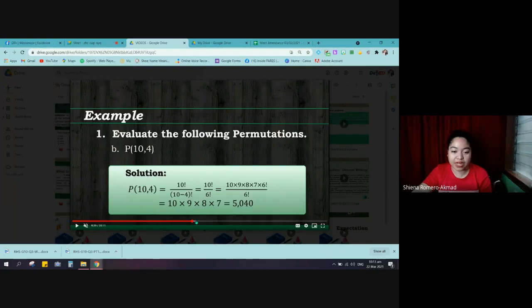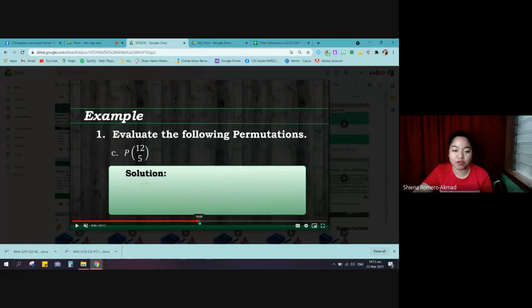Now, how about for letter B? Permutation of 10 taken 4 at a time. So you have 10 factorial divided by 6 factorial. Express mo yung 10 factorial na may factor, which is 6 factorial, cancel. So you have 10 times 9 times 8 times 7, and that's equal to 5,040. So ganun lang siya kadali. Pwede nga diretso kung meron kayong calculator. How about this one?